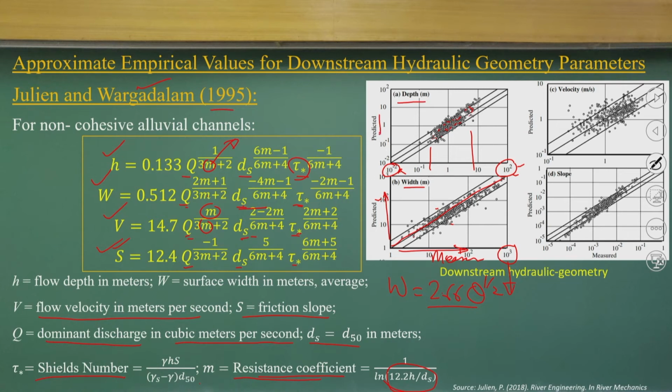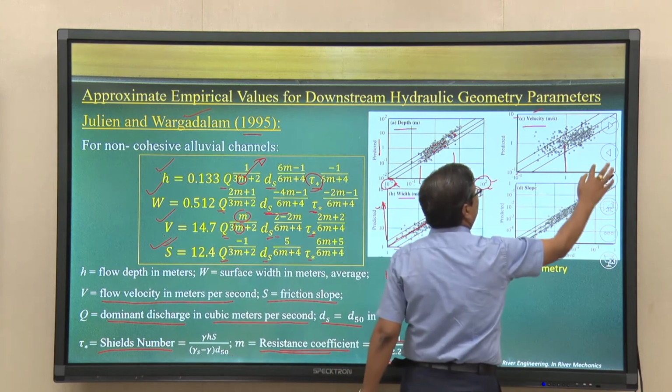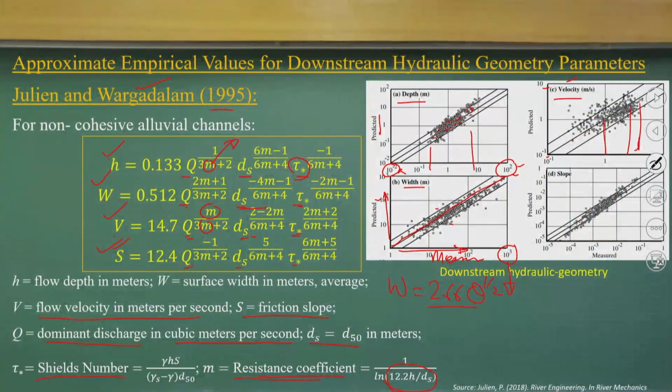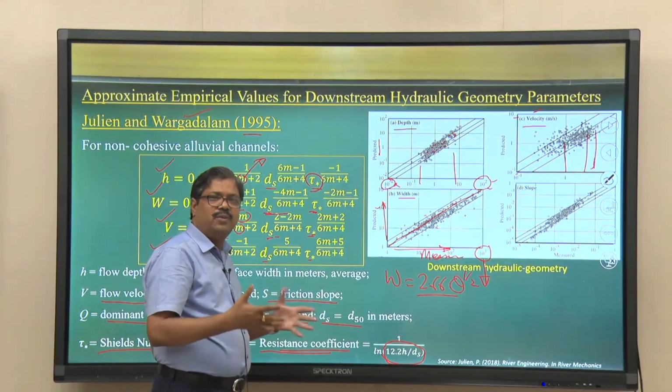So, with this, the Julian-Wargert relationship in terms of flow depth, width, velocity and friction slope, we can see the velocity has much more variability, which is a meter per second, and it goes up to 10 meters per second. Okay. That is the maximum velocity that can happen. This is 1 meter per second, and it can have 4 or 5 meters per second. So, that is what, as I said earlier, the maximum velocity you can design for river training works.